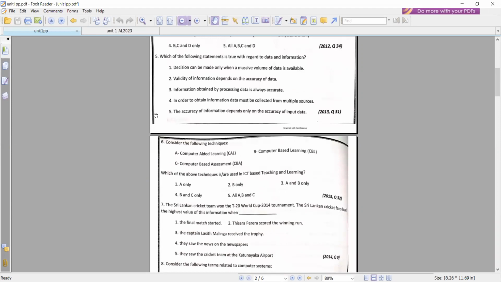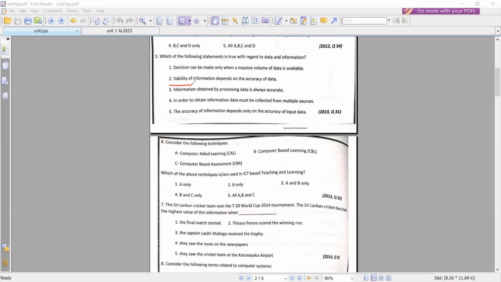Fifth one. Which of the following statements is true with regard to data and information? When you consider data and information, you know that the validity of information depends on the accuracy of data. If you don't get accurate data, your information is not valid. So the second answer is the best one.